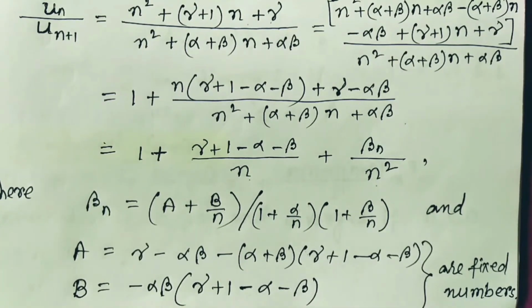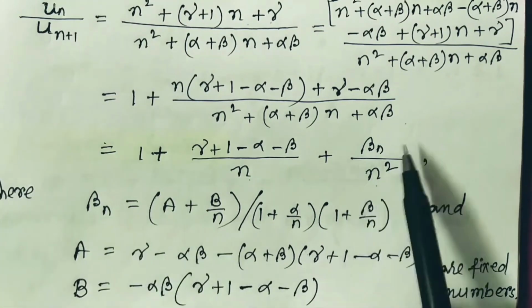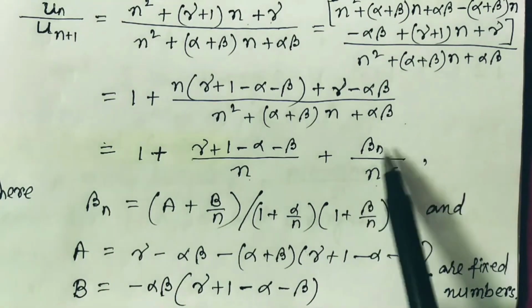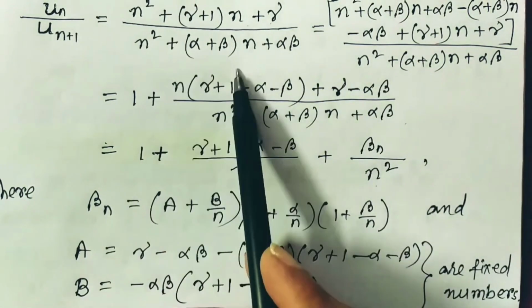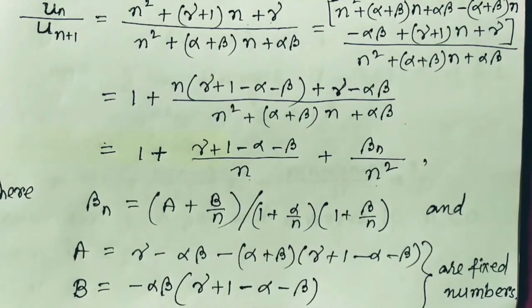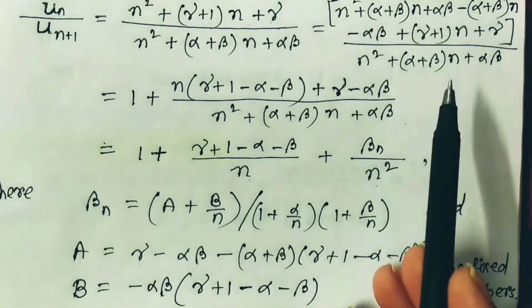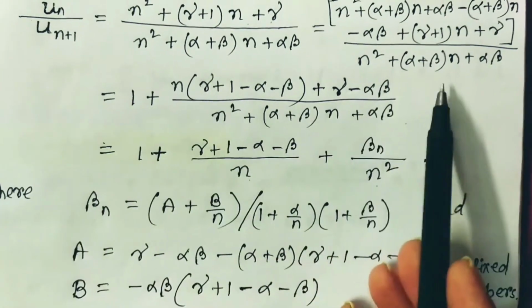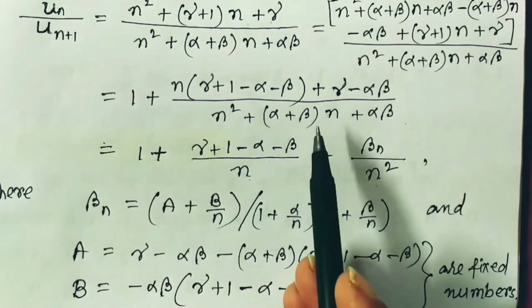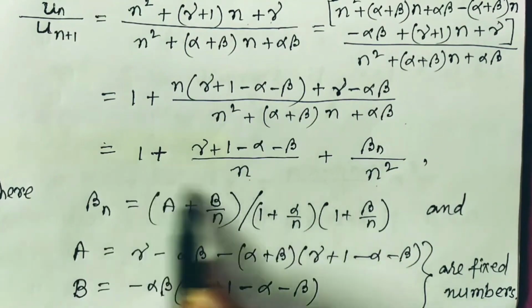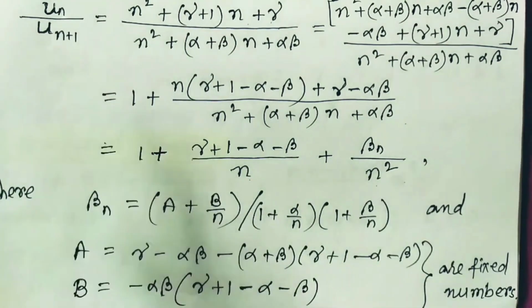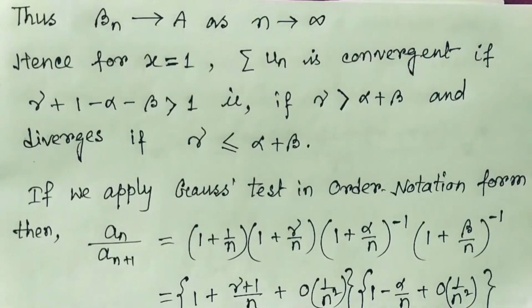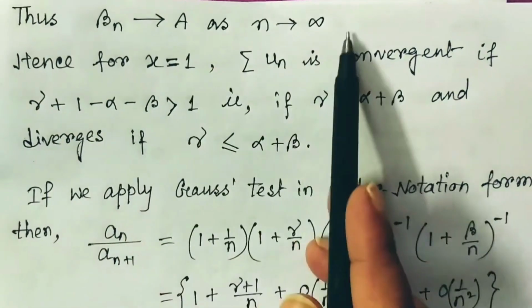If you become confused, then just do one thing, substitute this a b here, after this beta n here, and simplify. You will get your initial value, so that you will not be confused about how we get this one. This is actually the back calculation. Otherwise you just go by yourself and very calmly simplify. You will find this expression for un divided by un plus 1. So from here we can say that beta n tends to a as n tends to infinity.